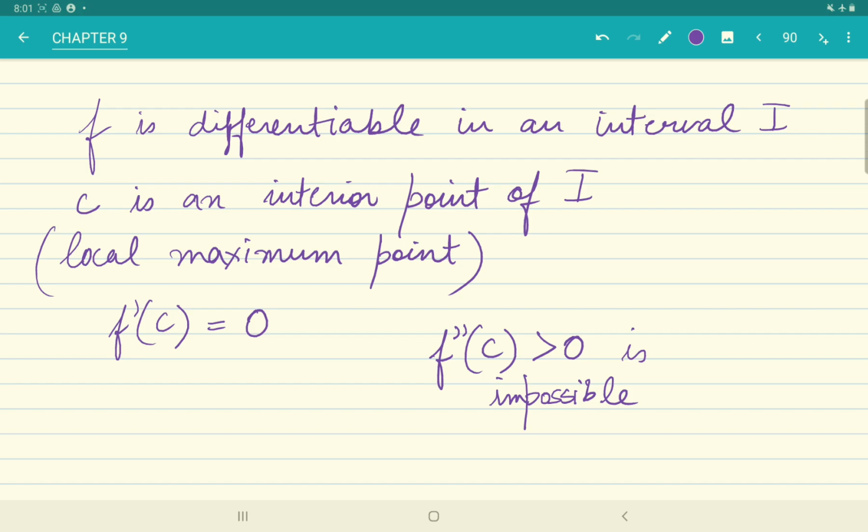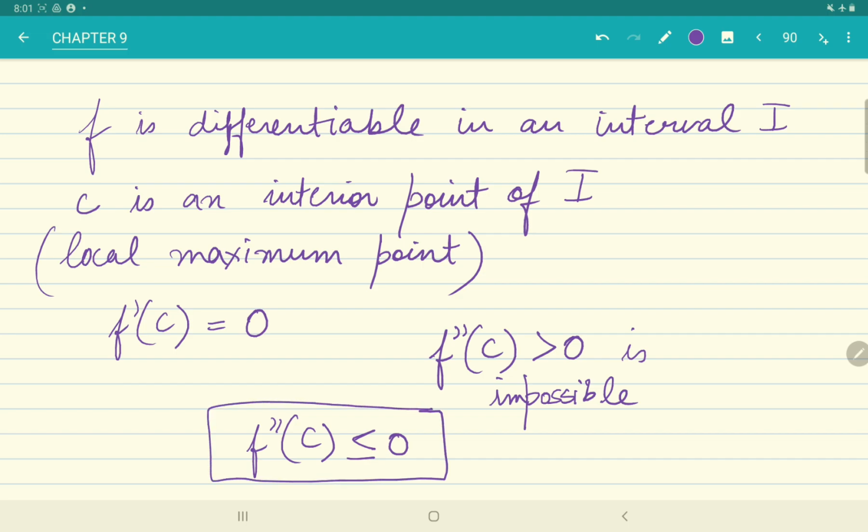What does that mean? What is it that we are left with? That means f double prime c has to be less than or equal to 0. So this has to be the case. What does that mean? That means this fact, that f double prime c is less than or equal to 0, is a necessary condition for c to be a local maximum point.